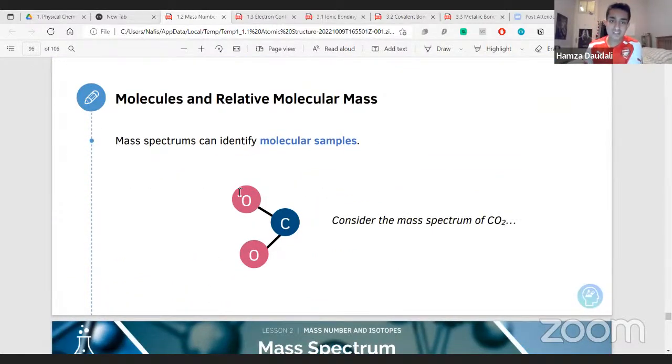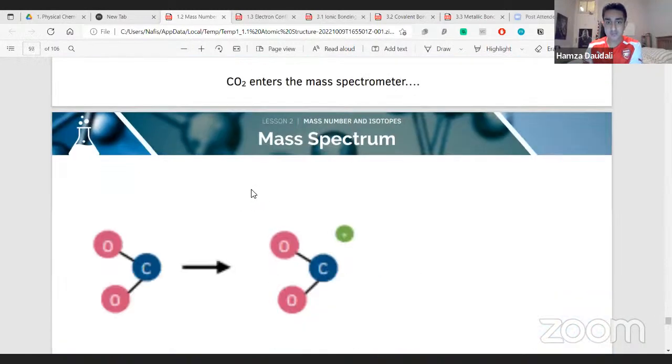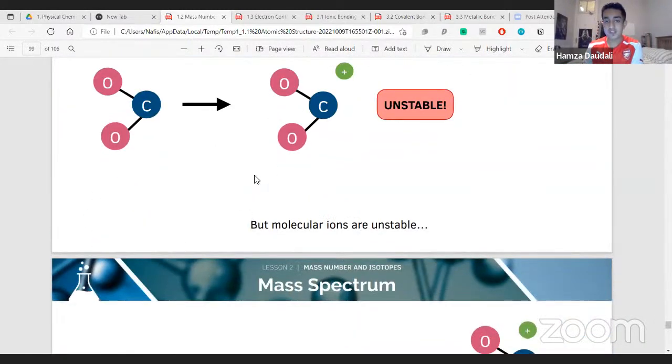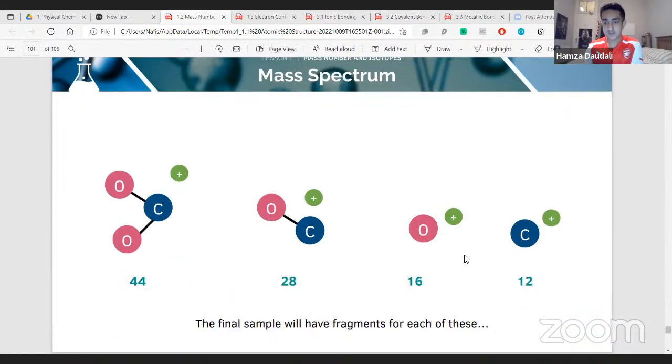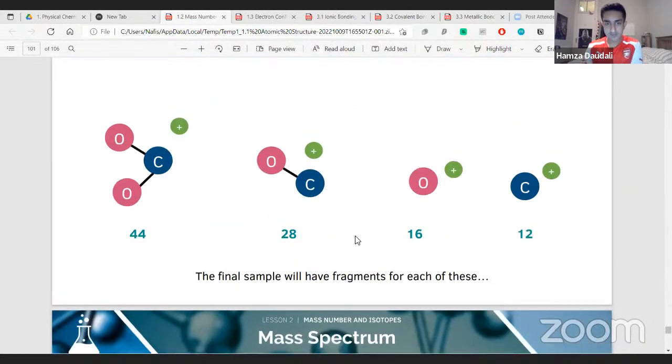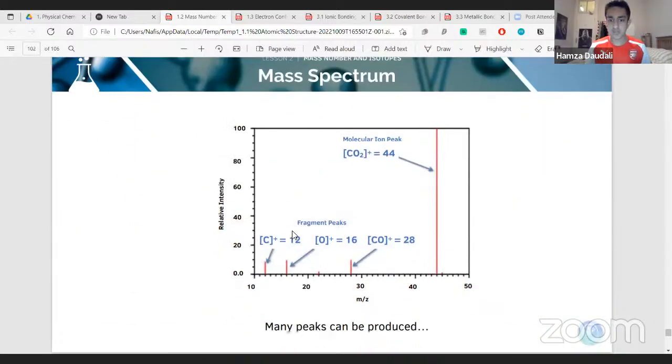Mass spectra can also help identify molecular samples, so compounds, because compounds can split up in different ways. Once they become positively charged, they can split up into different constituent fragments. This is really important, especially when you're doing organic synthesis, a question that often comes up at AS, and quite often at A2 as well in paper 2. You often will get questions about identifying particular fragmentation patterns from particular mass spectra. So you would need to be able to identify those.